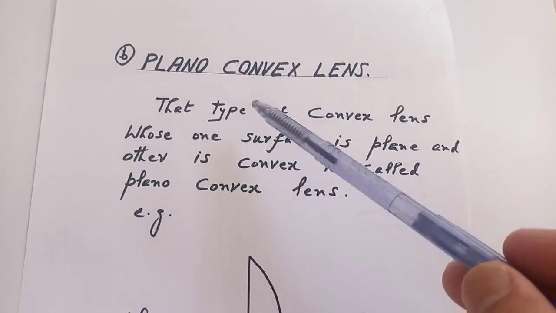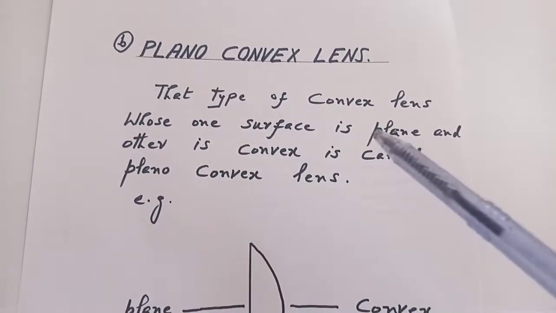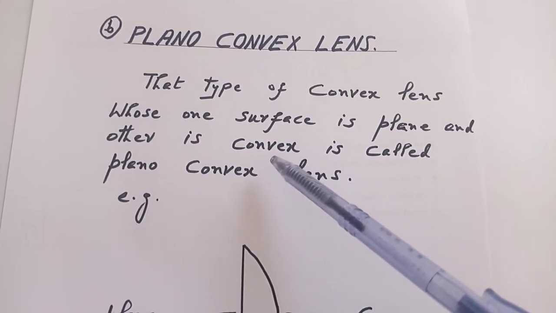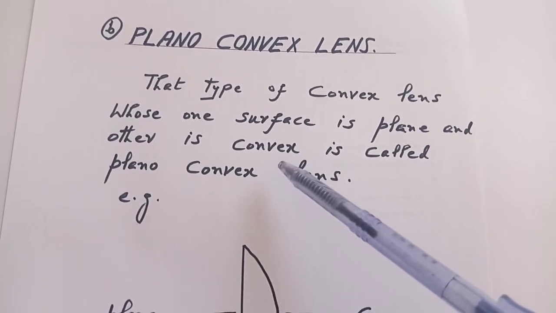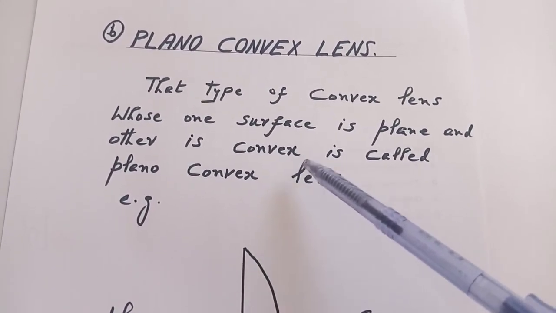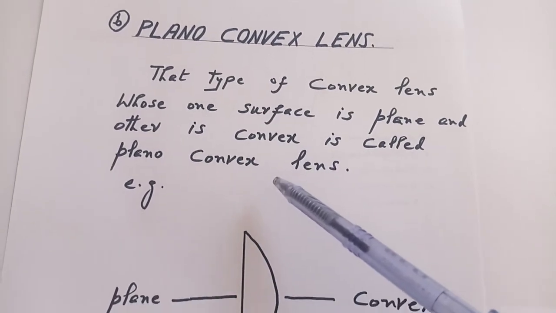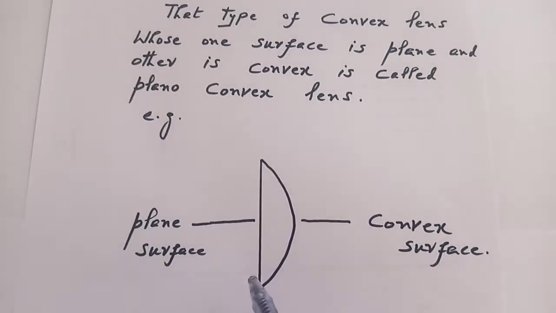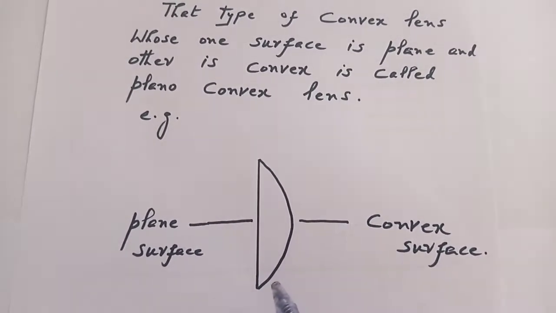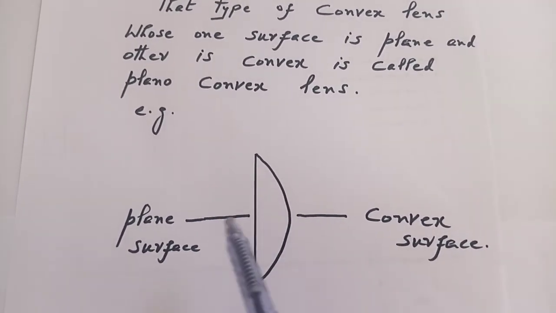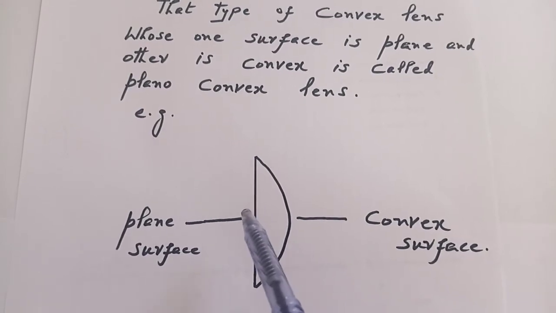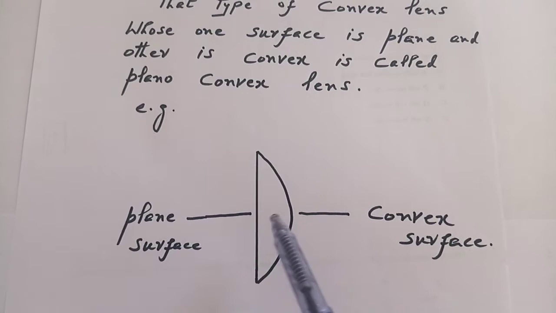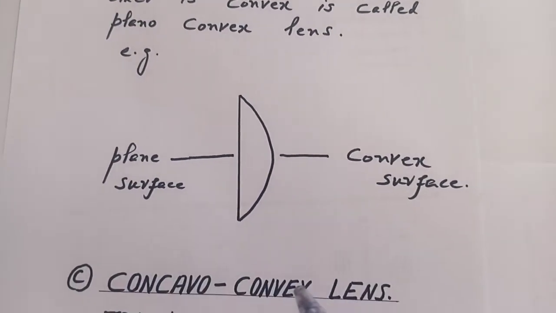The second type of convex lens is the plano-convex lens. That type of convex lens whose one surface is plane and other surface is curved, other surface is convex, is called as the plano-convex lens. Now this is a plano-convex lens whose one surface is plane and other is convex surface. So in plano-convex lens, one surface is plane. So such type of convex lens is called plano-convex lens.